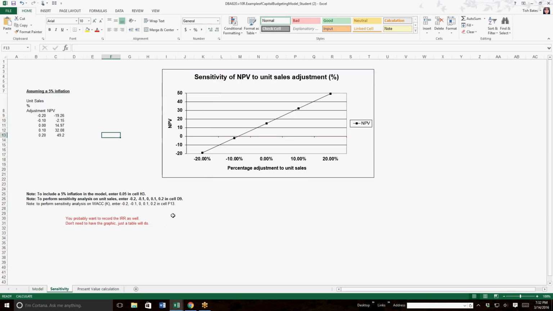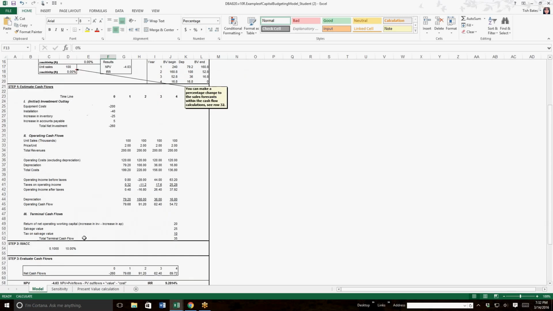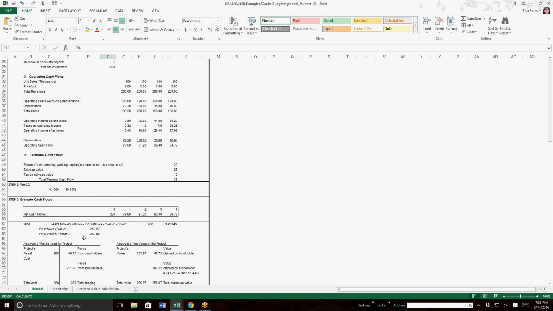Okay, so on this, it says that these are to be entered in cell D9. That has to be here. Okay. The sensitivity analysis on weighted average cost of capital, F13. F13 has to be right here. Right? So I really feel like that's what we're supposed to do.